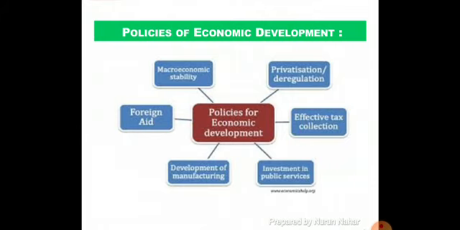Investment in public services should be ensured for ensuring economic development of a country. Development in manufacturing sectors should be ensured. Foreign aid. A country can expect different kinds of aid from different countries of the world for ensuring economic development. Macroeconomic stability can be ensured by social and political stability. In this way, a country can ensure economic development.